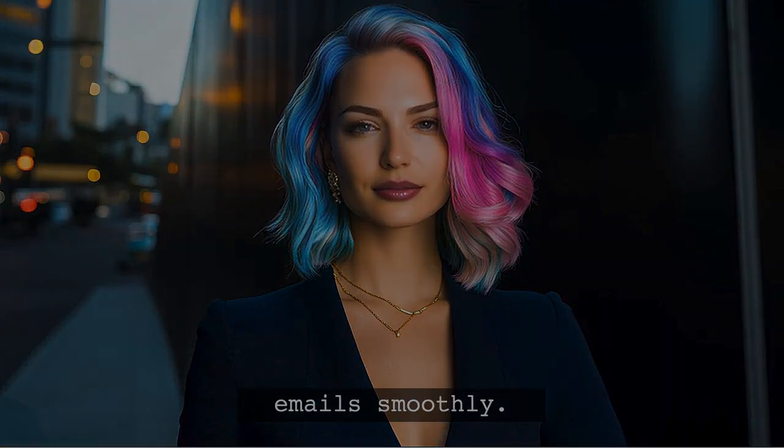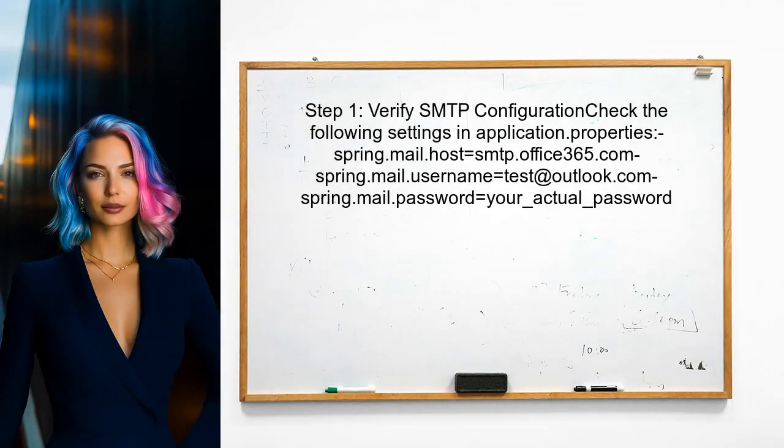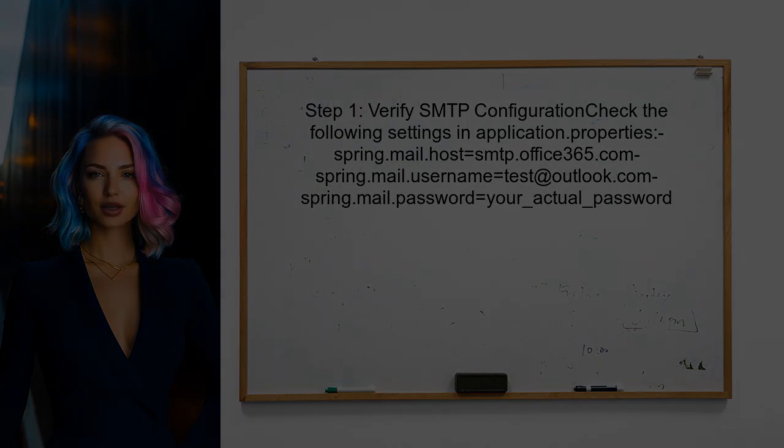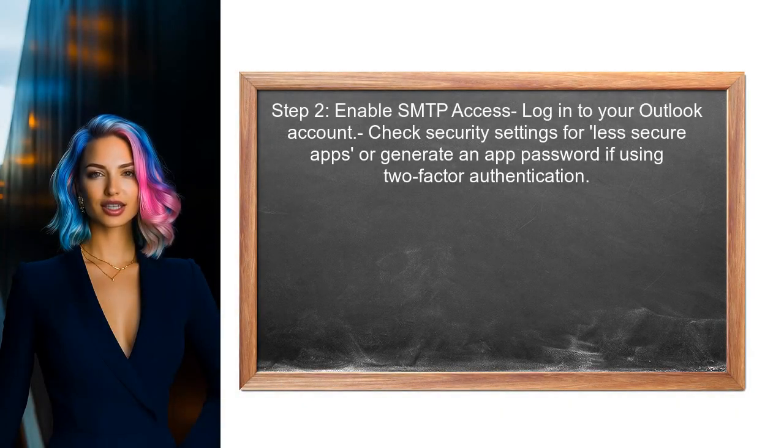To begin resolving the user's issue, we need to check the configuration in the application.properties file. It's essential to ensure that the SMTP settings are correct, especially the username and password. Next, the user should confirm that the email account is set up to allow SMTP access. This often requires enabling less secure apps or generating an app password if two-factor authentication is enabled.